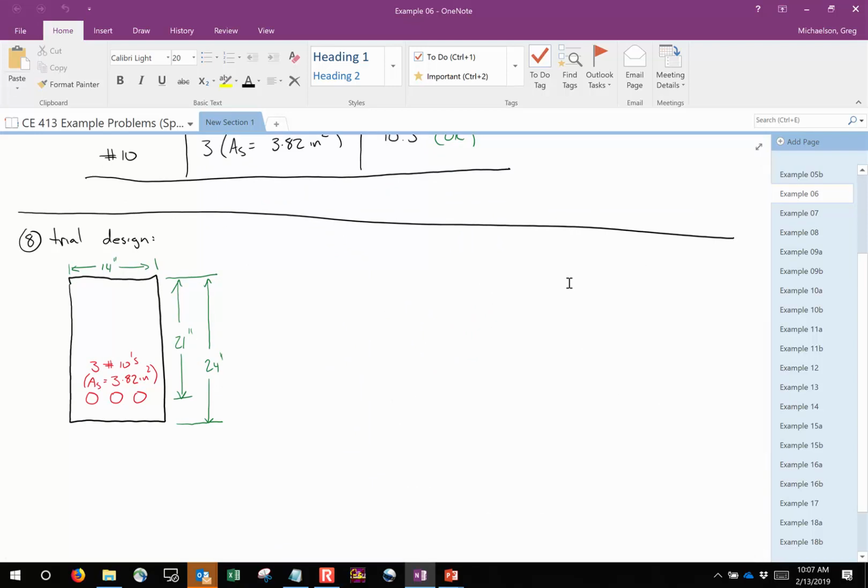But the big thing that we have to do is go back and validate all of those assumptions. Remember, we made some guesses. We don't know if those guesses are right. We guessed the self-weight. We have to go through and analyze the capacity, determine phi Mn, et cetera.